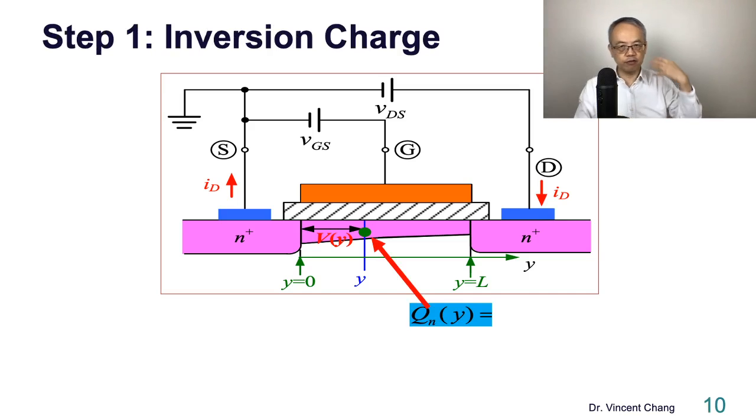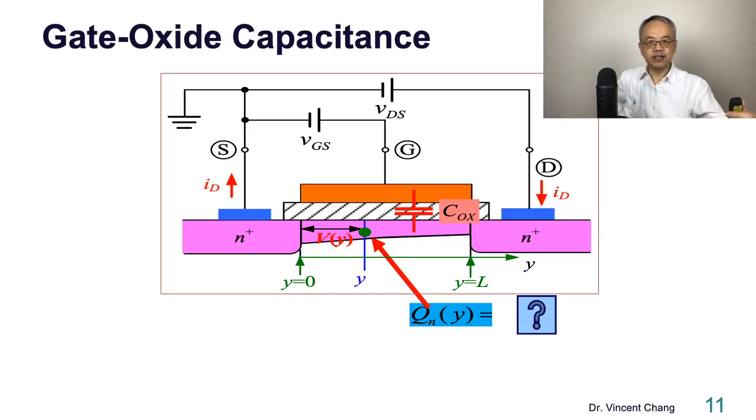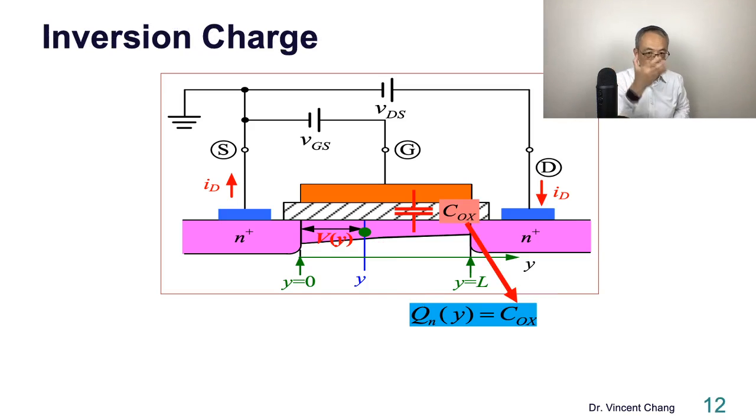Here comes step 1. Find out the inversion charge. Surface inversion layer. The inversion charge Qn of y is the variable. Q equals what? If you learned physics before, Q equals CV. What's C? The oxide capacitance, the gate-oxide capacitance: permittivity of the oxide divided by the gate-oxide thickness. Q equals C times V.